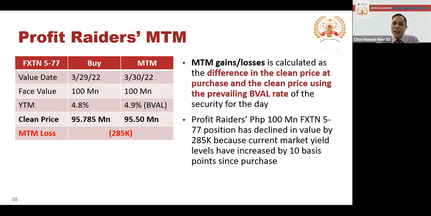But why would you do that? You do that because your view is that rates will continue to rise. And if you don't sell it today, you will actually potentially make more losses in the future. So you might as well want to cut your losses today. So that's how mark to market becomes sort of like a cornerstone of risk management.